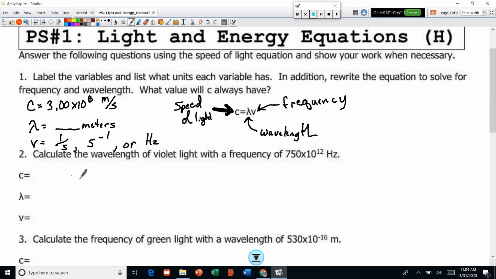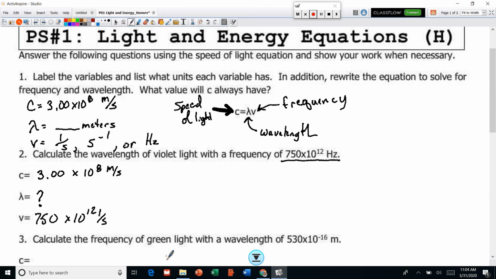All right, so it says calculate the wavelength of violet light with a frequency of 750 times 10 to the 12 hertz. So we know C is always going to be 3.0 times 10 to the 8th meters per second. We know that we want to know wavelength, and we know the frequency. We know that the frequency is 750 times 10 to the 12 1/seconds.